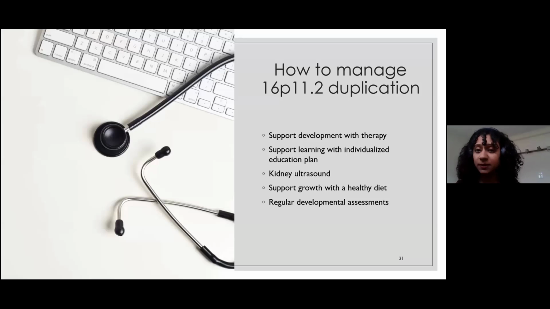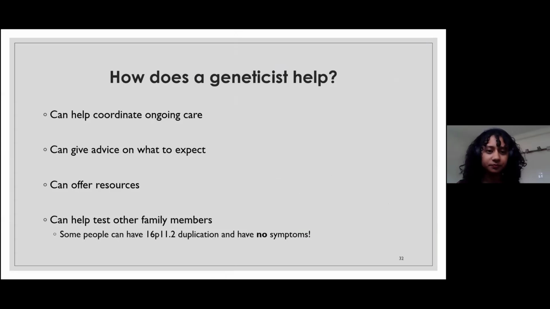How do we manage the duplication? Just like with the deletion, we really support the development with their therapy, support their learning with an IEP. We perform kidney ultrasounds because they can have heart structures and differences in their kidneys, and that's one of the more common birth defects. We support their growth with a healthy diet, but we also recognize that because of their syndrome, they tend to be smaller. So it's not like we have to push them to gain weight. And we also do regular developmental assessments, just like we would with every other child.